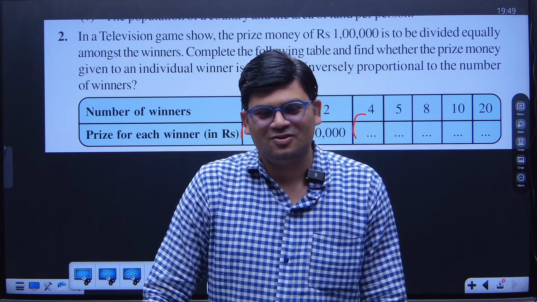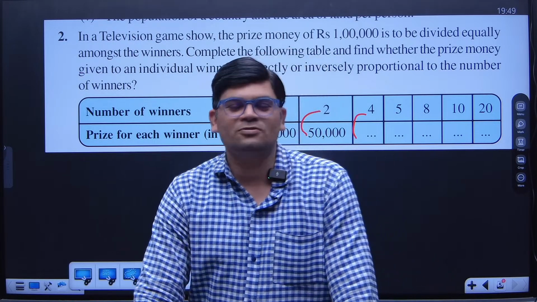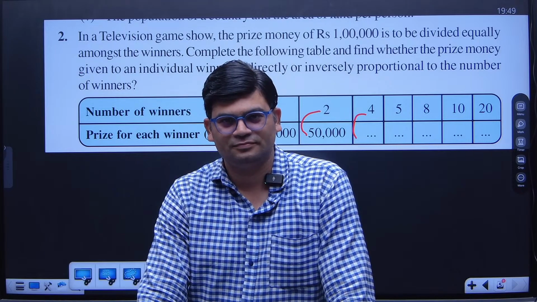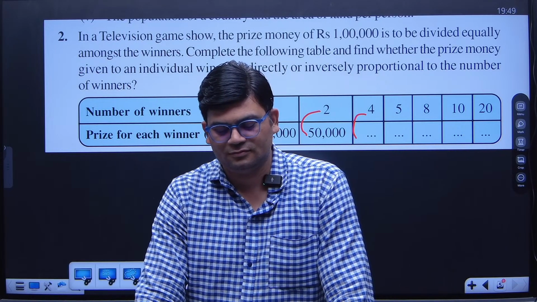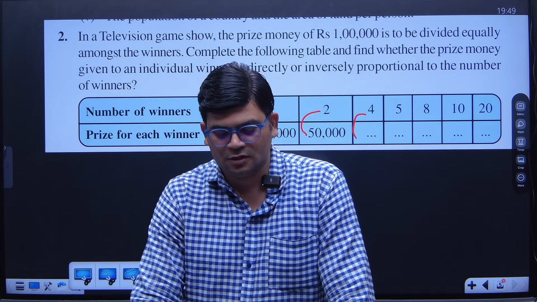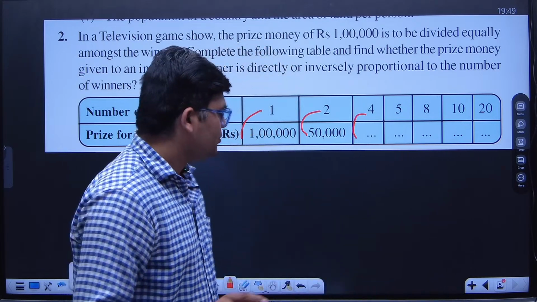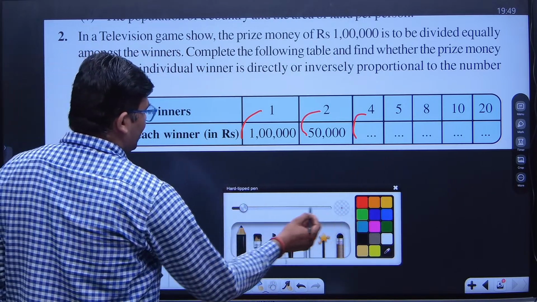Suppose you are going to give 4 rupees. So to how many students will you give? Okay, you're not getting it. So I will put it the other way.